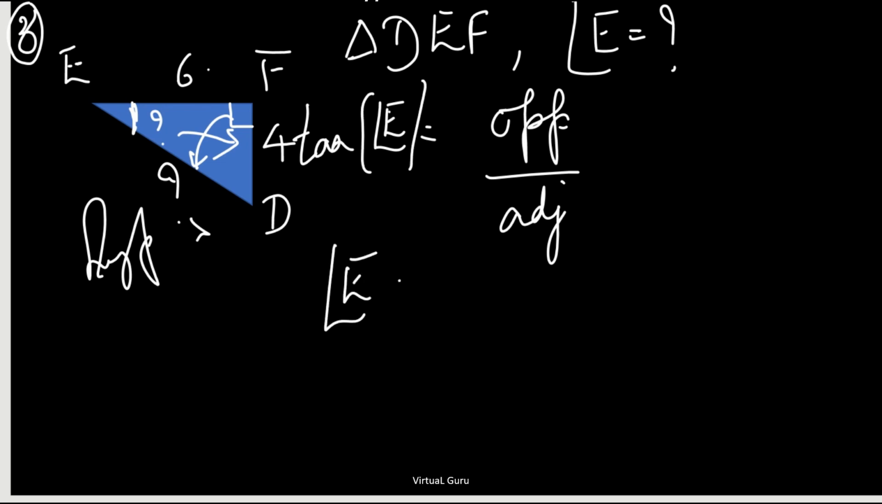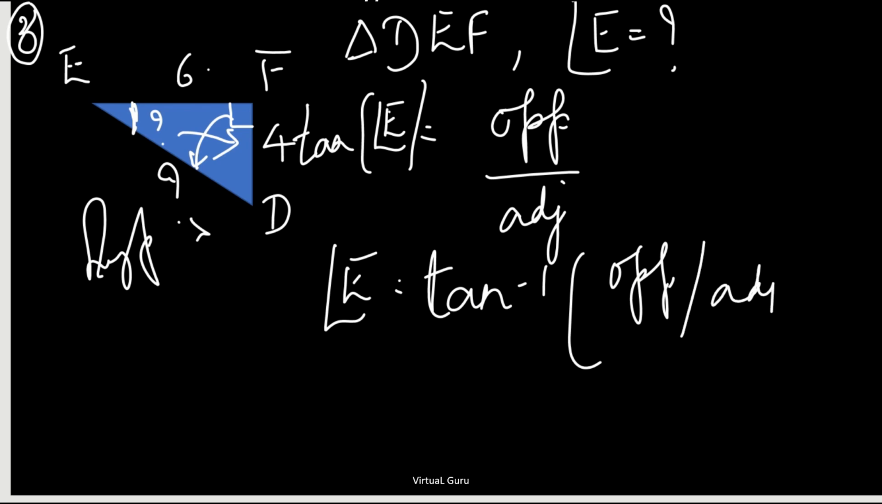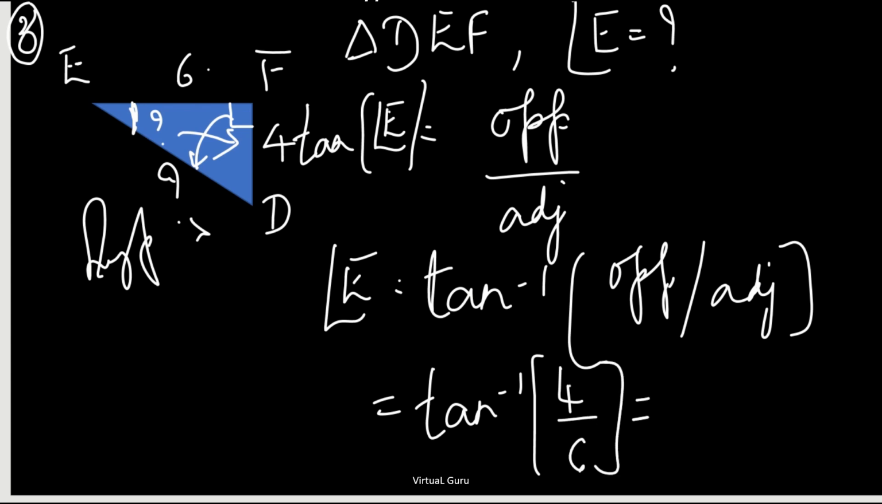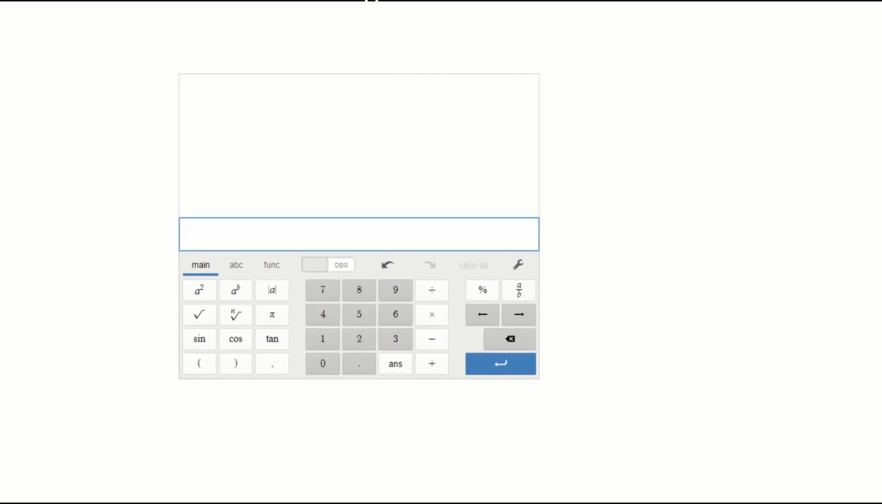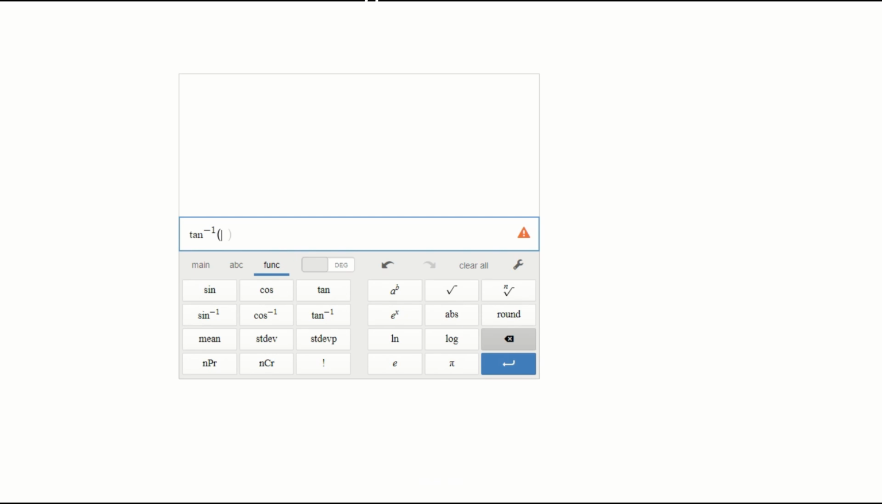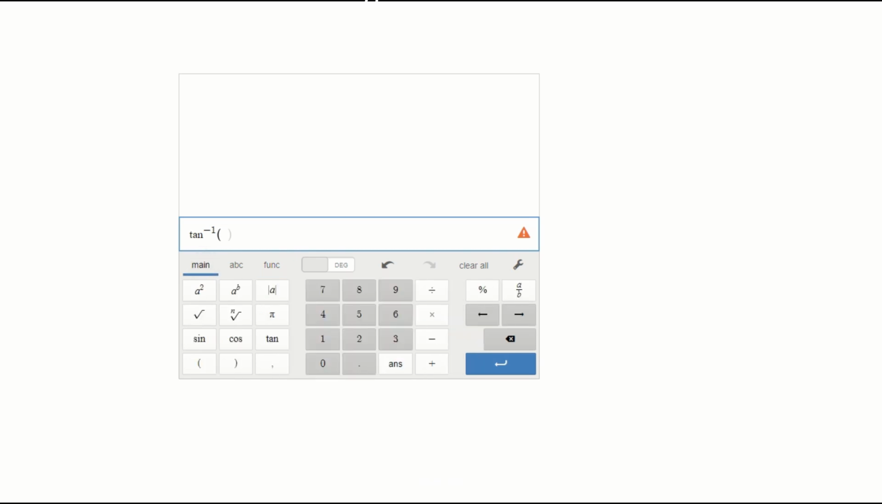Then angle E is equal to, bring the tan to the right hand side, tan inverse of opposite by adjacent. What is the opposite side? Opposite side of angle E is 4. Then adjacent side is 6. That is equal to, we have to use the calculator right now. Clear all. Go to tan inverse function and 4 by 6. 4 divided by 6, that is 33.69.